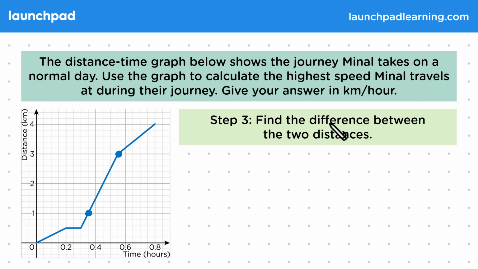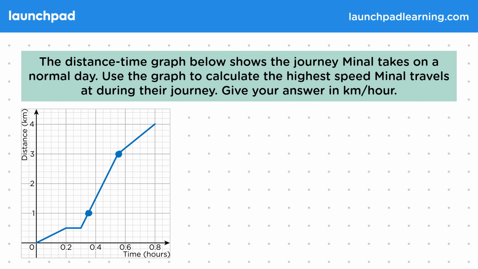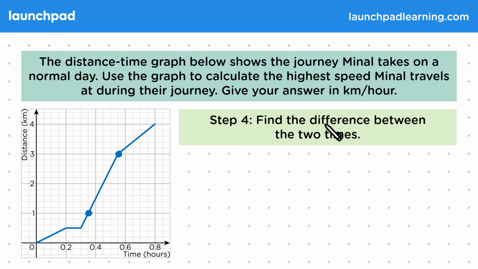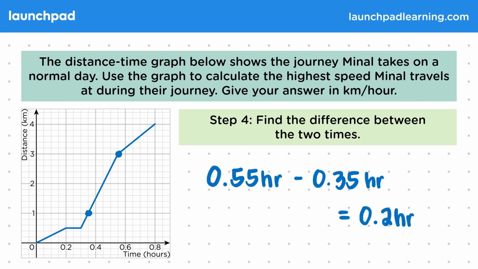In step 3, find the difference between the 2 distances. The 2 distances at the points we chose were 1 kilometre and 3 kilometres. So 3 minus 1 equals 2 kilometres. In step 4, find the difference between the 2 times. So the times at the points we chose were 0.35 hours and 0.55 hours. So similarly, we do 0.55 minus 0.35, which equals 0.2 hours.